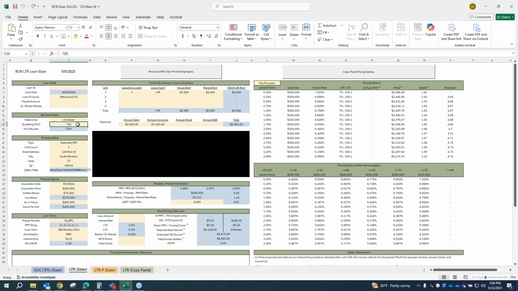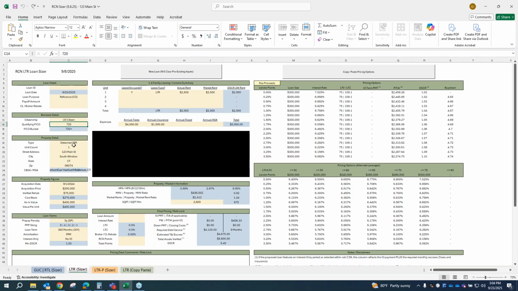We see a lot that come over with specific numbers that maybe somebody's getting off their credit card statement or something. We've got to make sure that this is right, especially when we're first quoting out our loans. And then our property details here. I use just a generic property here.